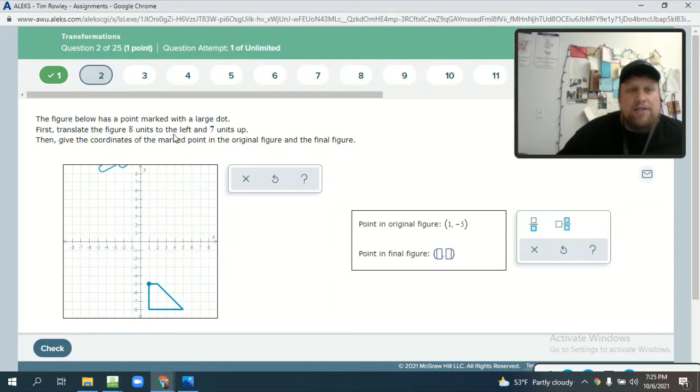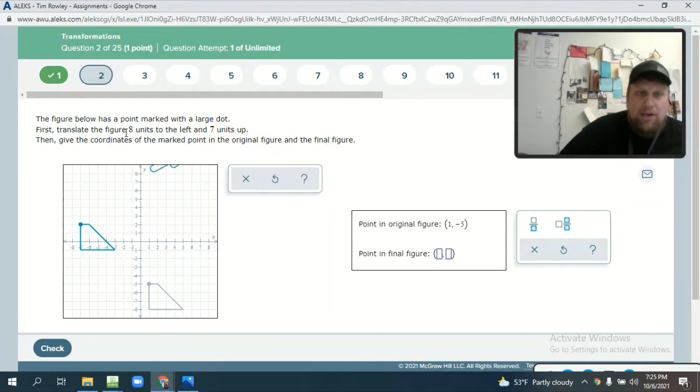So it says first translate 8 units to the left. So we're going to go 8 units to the left. 1, 2, 3, 4, 5, 6, 7, 8. And what does it say? 7 units up. 1, 2, 3, 4, 5, 6, 7. What is our new coordinate? Well, let's see what we did.